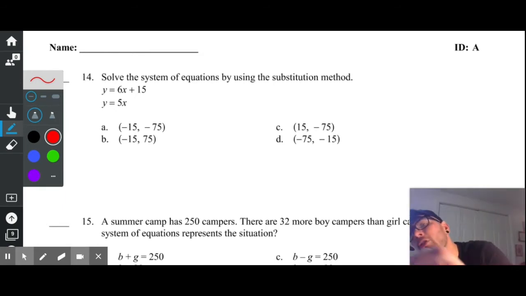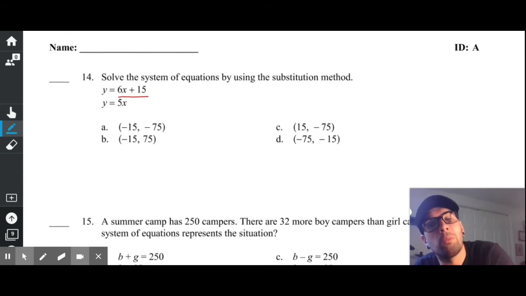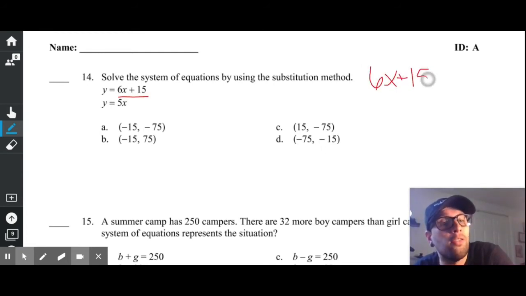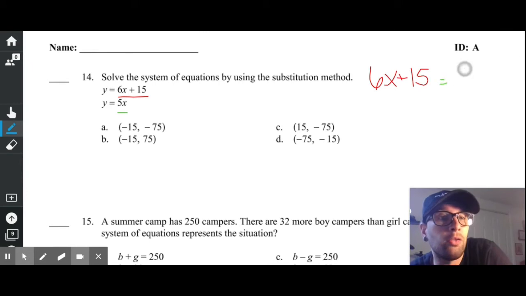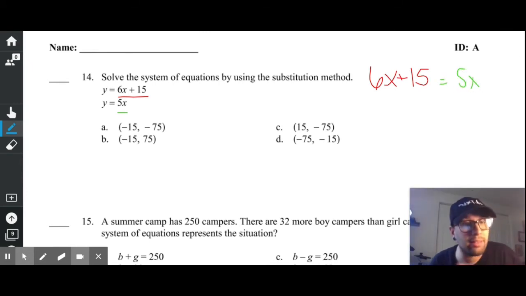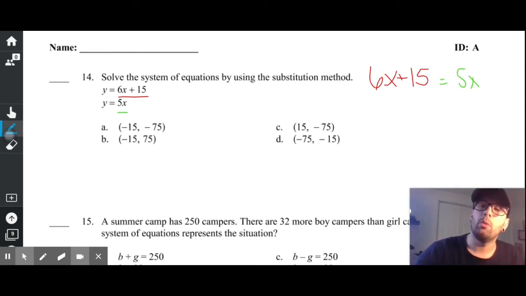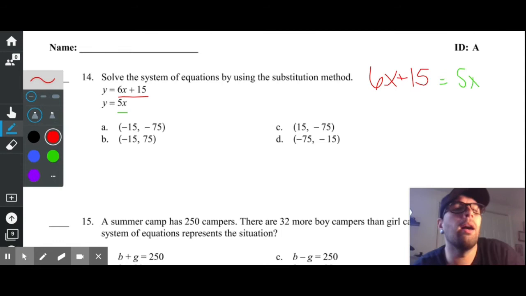Well, both equations are solved for y. So if y is 6x plus 15, and if y is also 5x, then 6x plus 15 is equal to 5x. They equal each other. If y is this and y is that, if y is red and y is also green, then red is green. Which, of course, we know it's not.